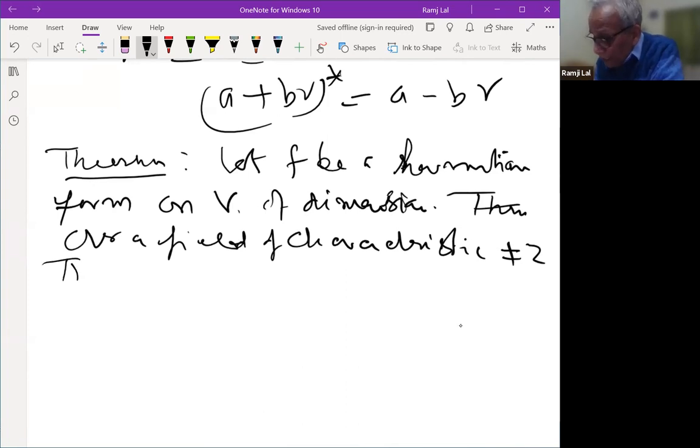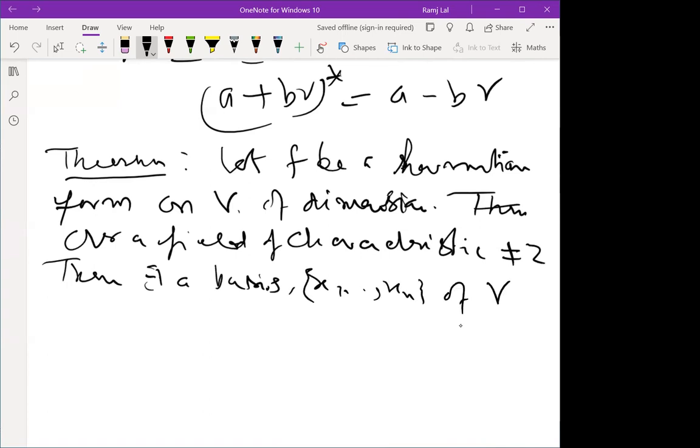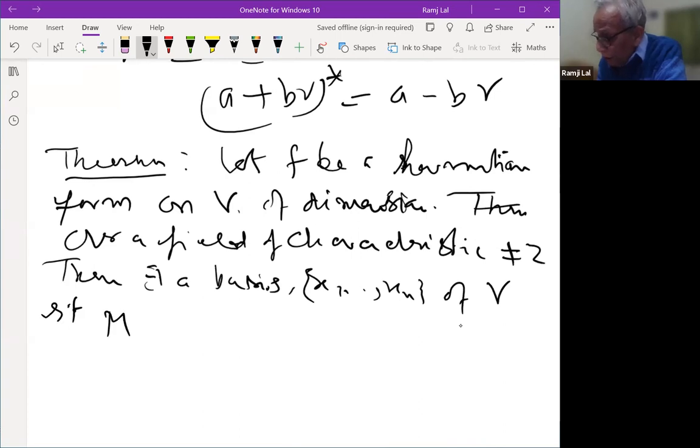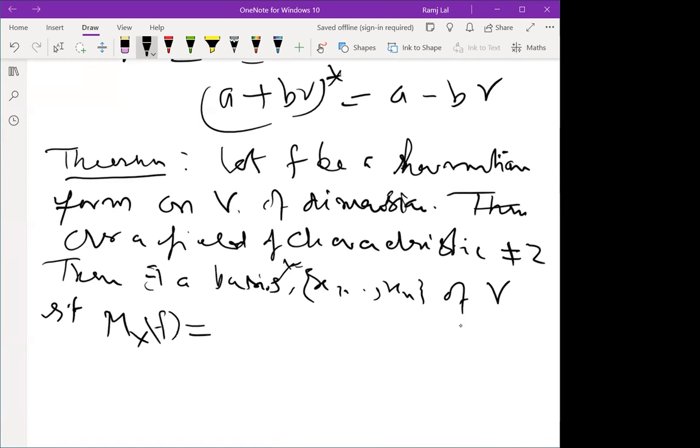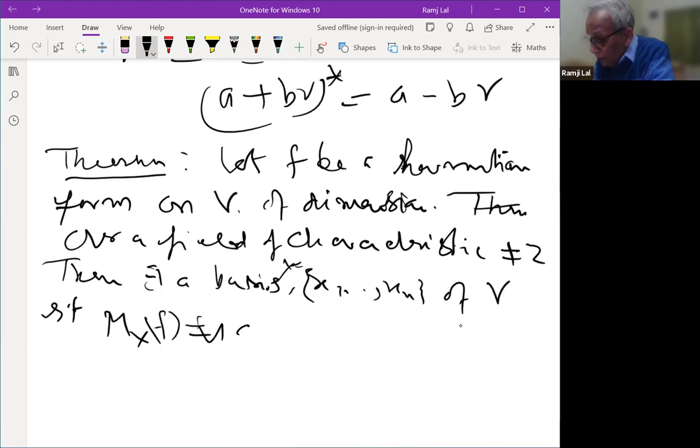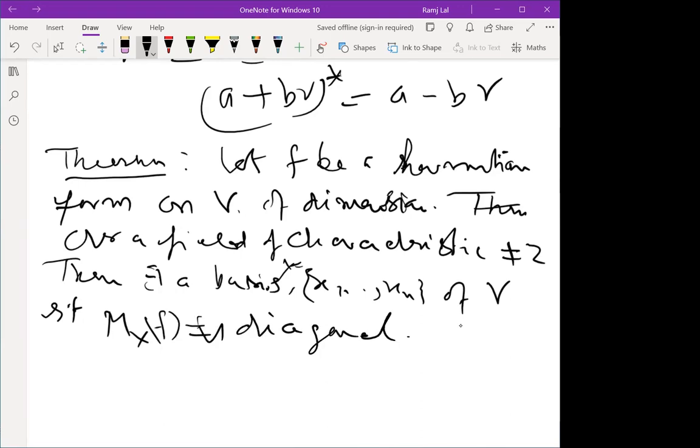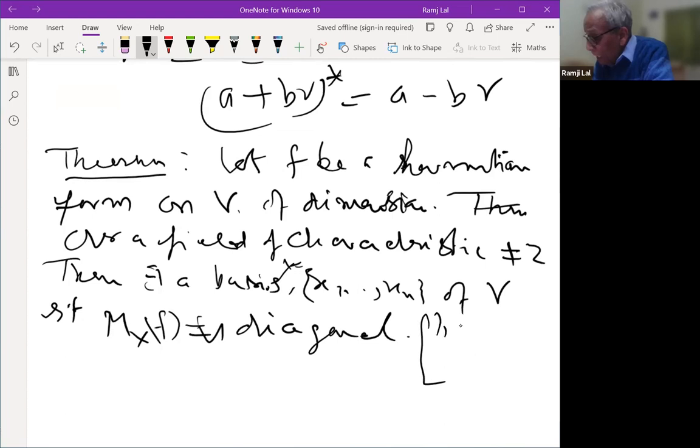Then there is a basis x1, x2, ..., xn of V such that the matrix of F with respect to this basis is a diagonal matrix. That means this is an orthogonal basis. So this is a diagonal matrix, of the type, say, lambda 1, lambda 2, and so on. Some of them will be non-zero and some of them may be zero also.